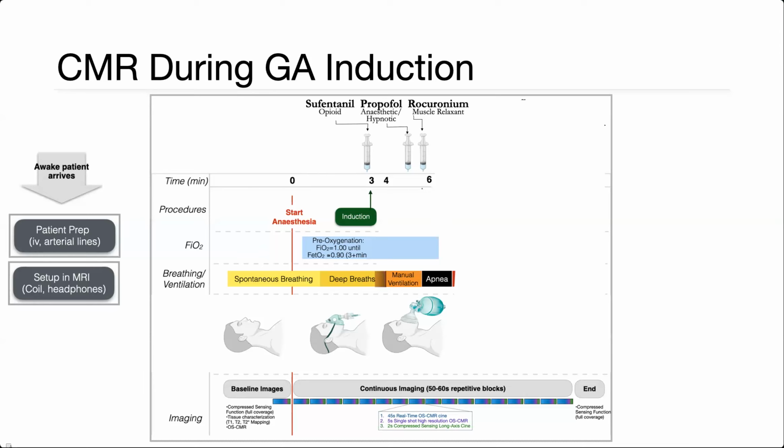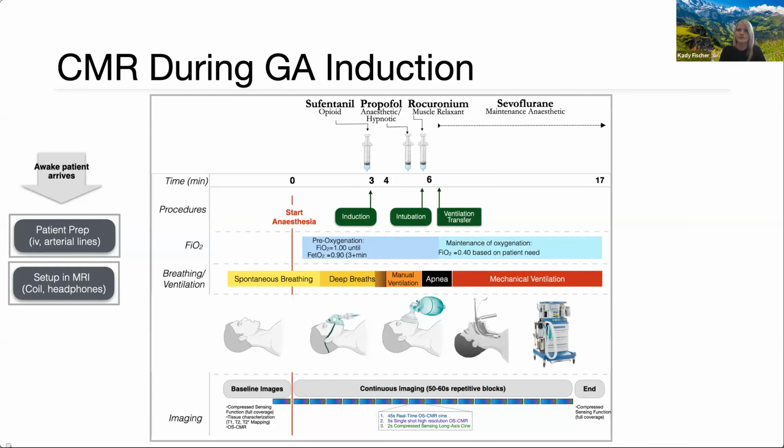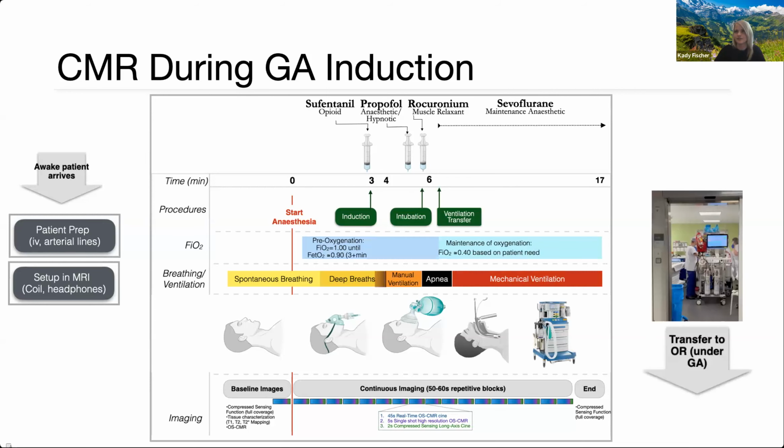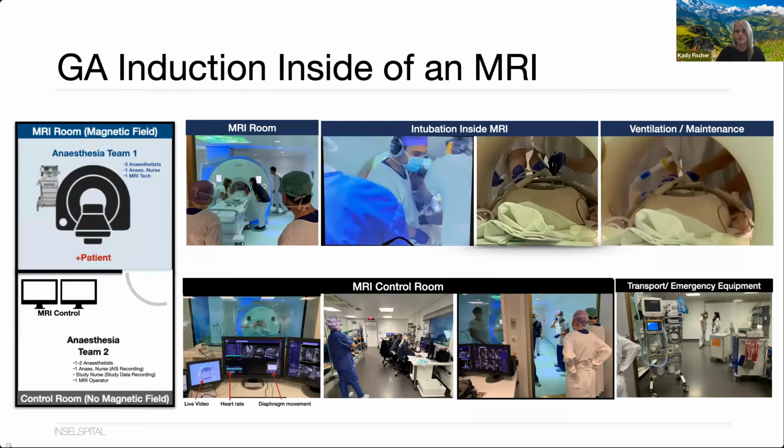And then with apnea, the patients will have some apnea of about 30 to 60 seconds during intubation, after which they're put on a ventilator. I always say this is positive pressure ventilation because you are fighting against the pressure of the ventilator. And this is with sevoflurane. And then we send the patients to the OR. And the whole time, the entire time, we're imaging mix of OS-CMR images.